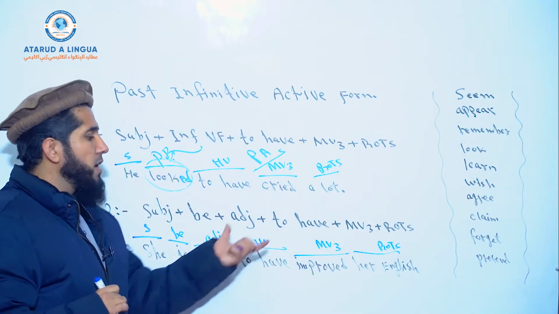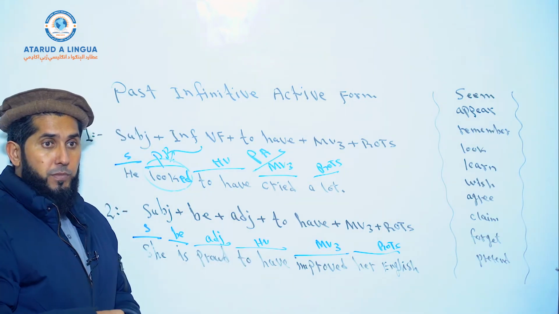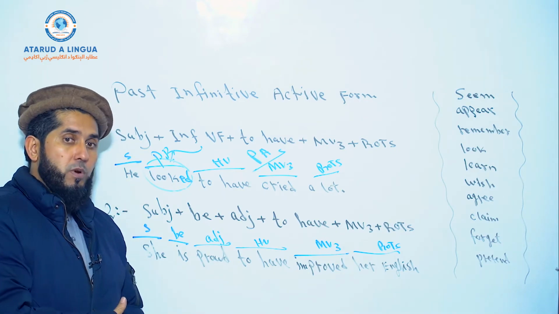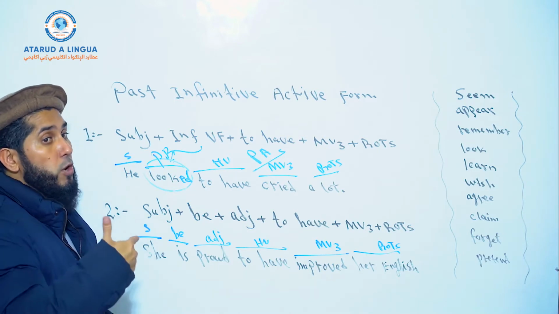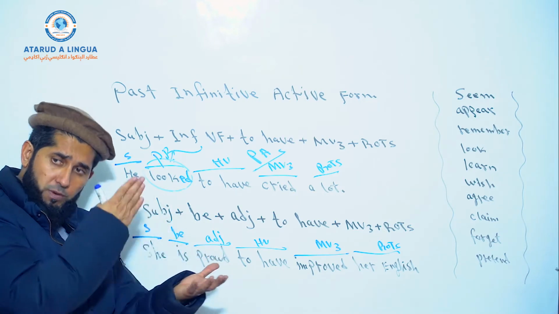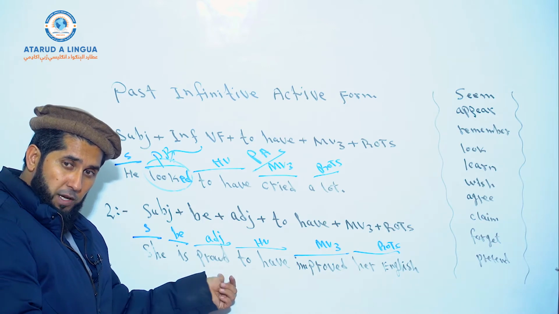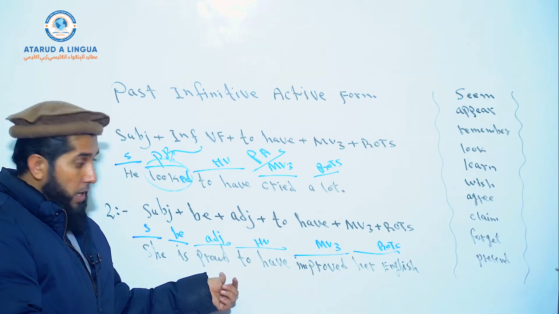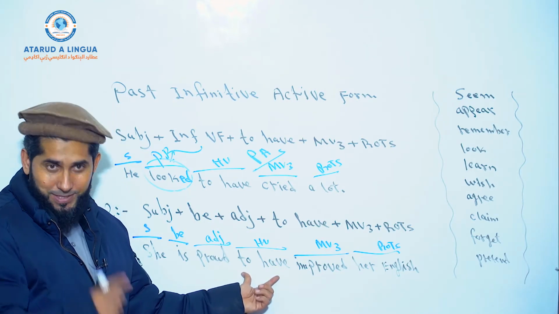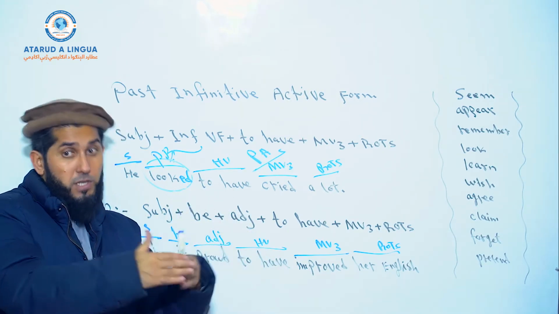So she is proud to have improved her English. She is proud now, present result or present remark, that she improved her English in the past action. So we talk about the present remark of a past action. But let me tell you this, look, if we were to use the past active form of gerund in this case, we would need a preposition after proud, okay? And instead of to have, we would be using having as a helping verb. Remember that?